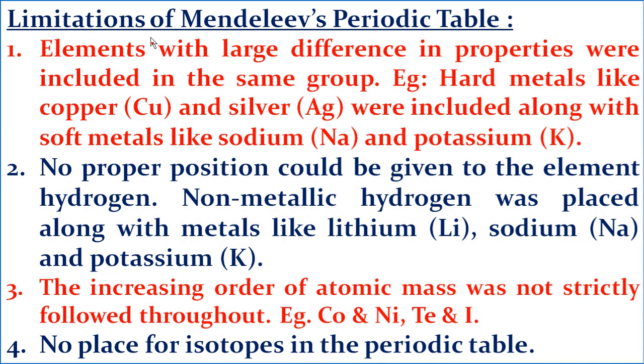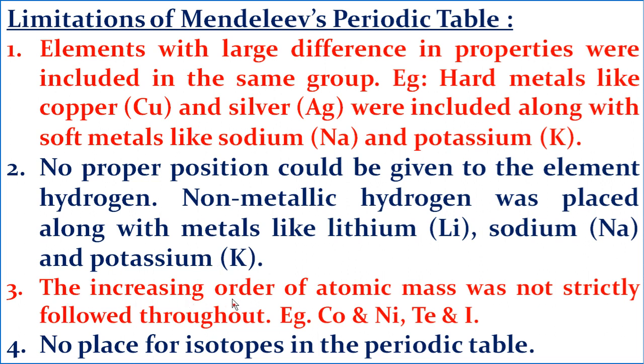Now, what are the limitations of the Mendeleev periodic table? Elements with large differences in properties were included in the same group. For example, hard metals like copper and silver were included along with soft metals like sodium and potassium. The second one: no proper position could be given to the element hydrogen. So, non-metallic hydrogen was placed along with metals like lithium, sodium and potassium.